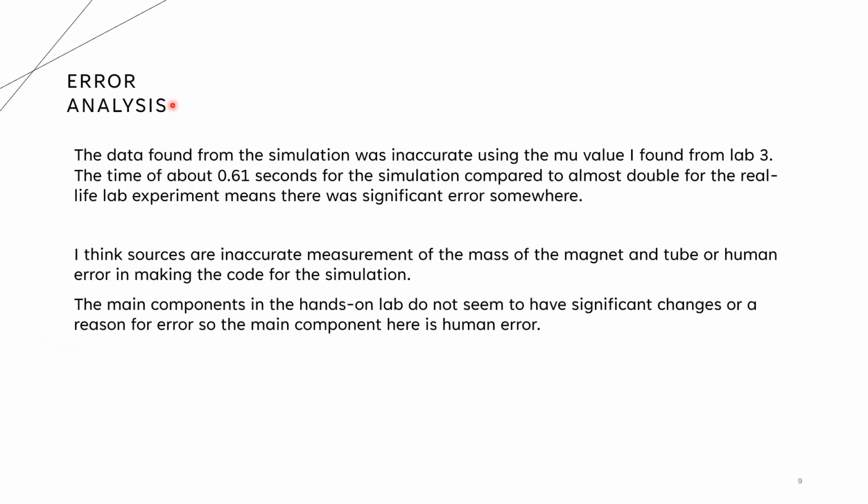To analyze why my times were so different compared to the real life lab, I think there are probably inaccurate measurements of the mass of the magnet, or the code was a little different compared to what it should be, so the numbers were off. I can say these are probably the sources of error because during the lab there were no blemishes or anything on the magnet, and the aluminum tube was fine. There was nothing missing from it. So that's why I think the time is a little different.